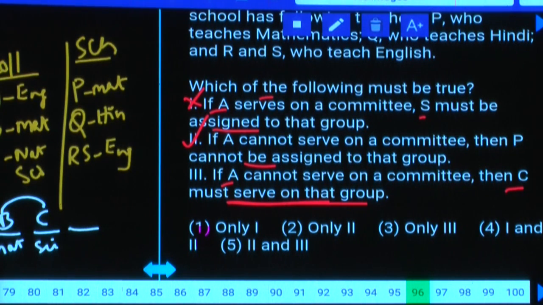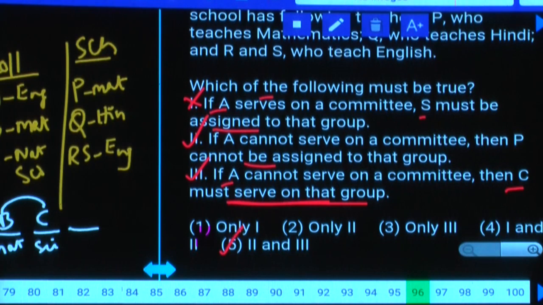Done with this? Hence it is given as an "and" statement, and "and" means it is a combination. Hence what is your answer here? 2 as well as 3. Both 2 and 3, that is choice 5. And this is about question number 96, choice 5.